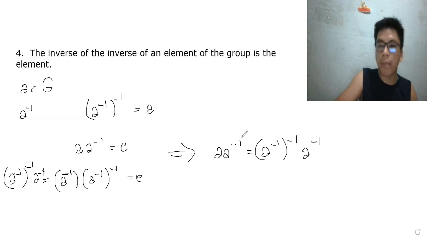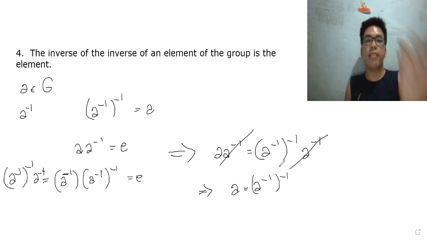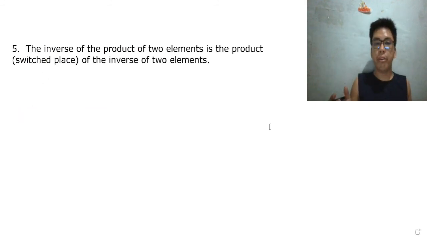So by the cancellation property we've done in number 2, I can cancel this, the right cancellation. So I have A is equal to A inverse inverse. So therefore, the inverse of that element is the element actually. That's it. Okay, so number 5.